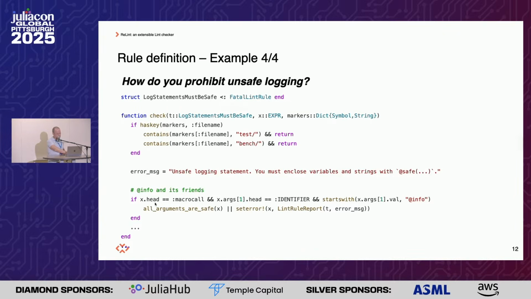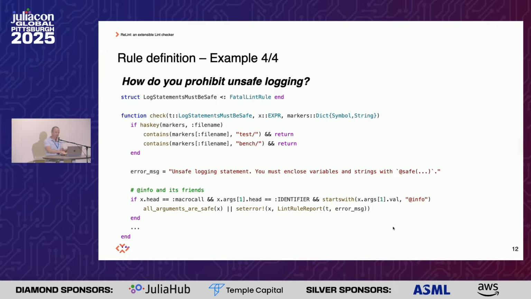And here we say, if x, again, x is the AST that I'm currently checking, is a macro call and the name of the macro call begins with @info, then if all the arguments are safe, that's fine, else I report the error.